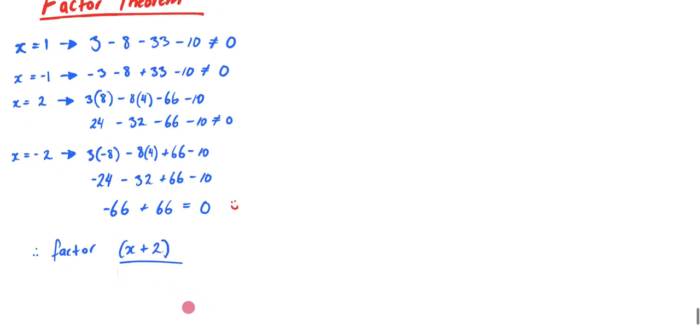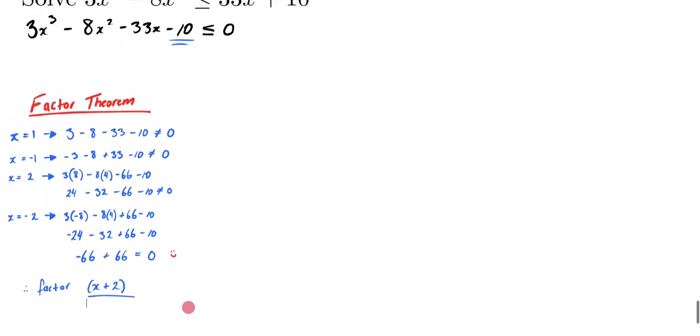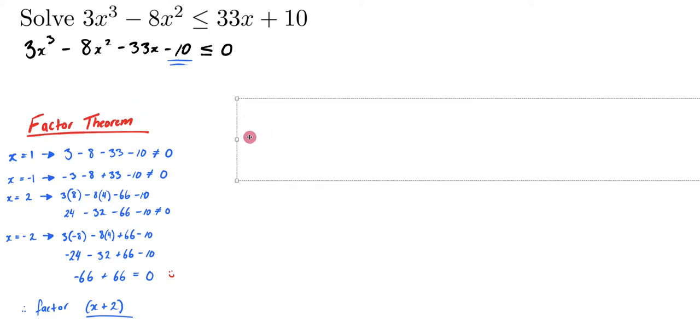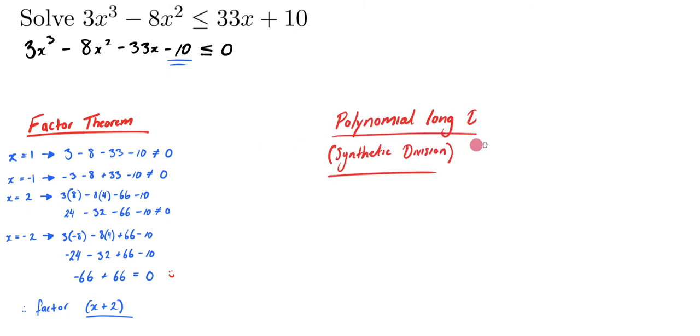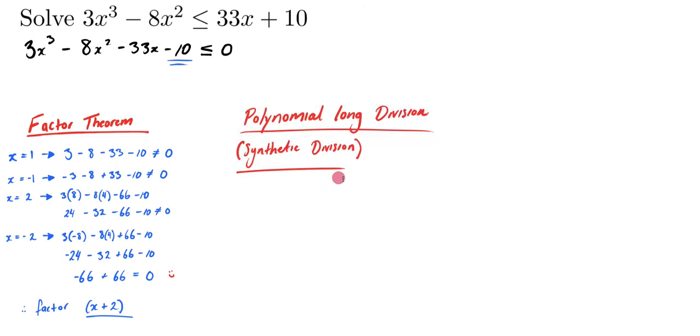What is the next thing I am going to do? So let's just zoom out here and have a look at our question again. There it is. Okay, so hopefully you remember the next thing that we do when we're factorizing a cubic is polynomial long division, but I'm going to be doing a bit of a shortcut, and I'm going to be using synthetic division to do this, just to make our lives a little bit easier.